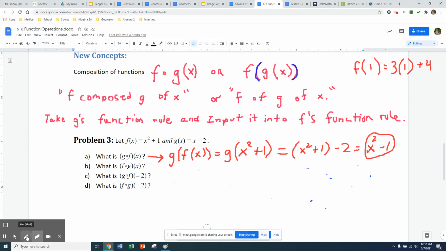There we go. All right, so heading into part C, we're going to do g of f of -2. So again, I'm going to rewrite this as g of f of -2. The only difference now is I do have a number to input for x. So when I'm working with f's function rule, the one that's inside is the one I'm going to work with first, just like we did above. When I have a number to input into the f function, I am going to do that. So g of f of -2 is going to become g, and then I'm going to input -2 into the function rule for f.